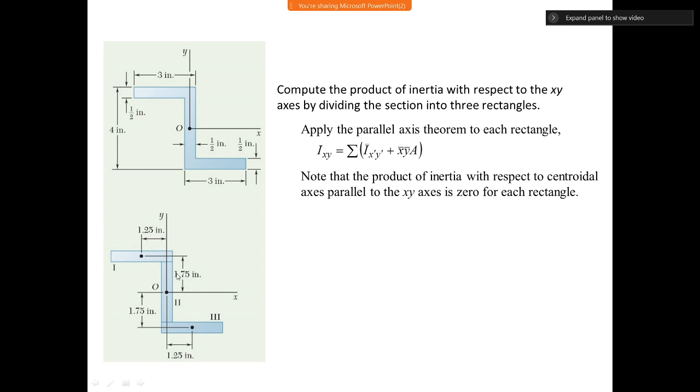For the middle rectangle, it is symmetric, so its product of inertia is 0. But for other things, and even for the first rectangle, the product of inertia about this axis is 0 because it is symmetric, but then we have to shift this origin to here, right? So we have to shift its origin from here to point O. To do this, we use the parallel axis theorem.